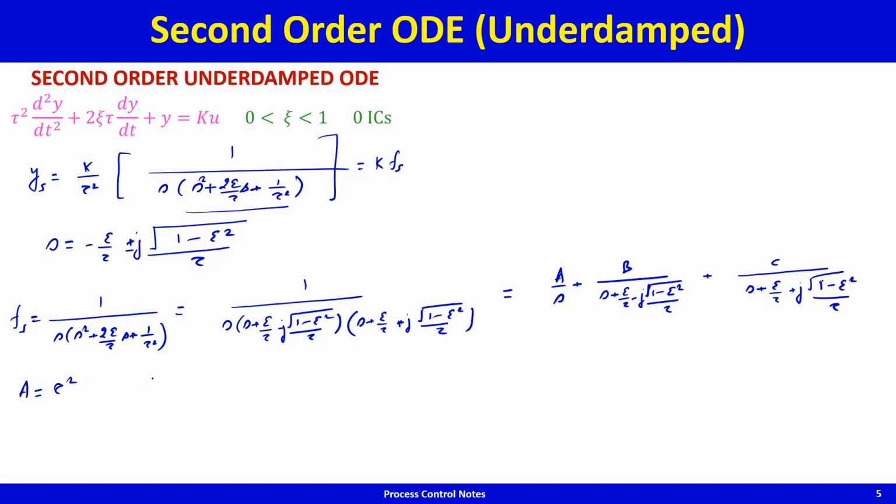B, let us see what B is going to turn out to be. If you want B, then you remove this term because you multiplied by it, and then substitute s is equal to... okay, so B is going to be calculated as s plus epsilon by tau minus j times square root 1 minus epsilon square by tau, times f of s. This thing is calculated at s is equal to minus epsilon by tau plus j square root 1 minus epsilon square by tau.